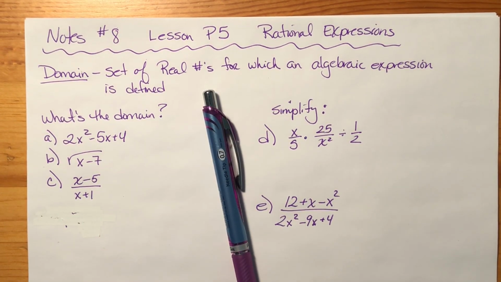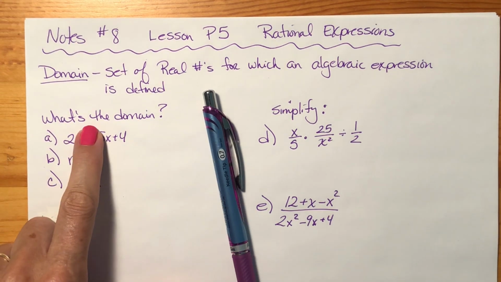The first thing we have to define today is our domain. Our domain is a set of numbers for which an algebraic expression is defined. So it's the set of numbers you can put in to make your expression work. First off, let's think about what our domain is.